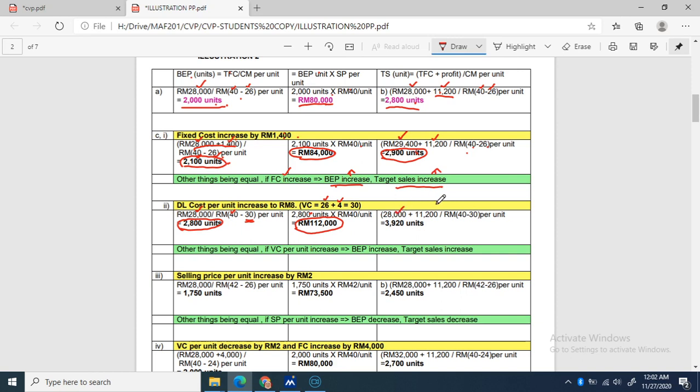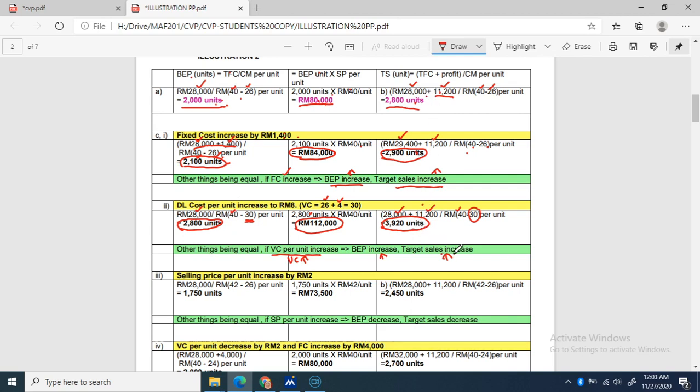What happened to the target sales? The fixed cost remains unchanged, the selling price is also unchanged, and the variable cost now is 30. So your target sales is 3,920. So if your direct labor cost increases, other things being equal, that means the fixed cost and selling price remain, if variable cost per unit increases, what will happen? BEP also increases, target sales also increase: BEP from 2,000 now 2,800, from 80,000 now 112,000, and target sales from 2,800 now 3,920.